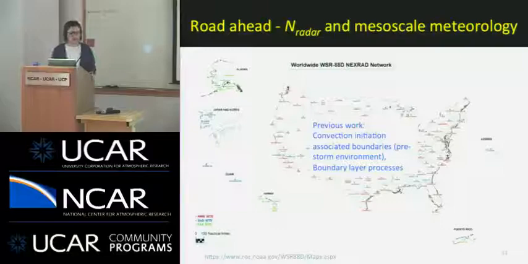So we think about the map of the WSR-88D, and previous work has been done quite well in the Great Plains area. In this area, refractivity has been used for convection initiation associated with boundaries like outflow boundaries or dry lines. It could provide you high-resolution temporal and spatial changes, and also some boundary layer processes. But when you look at the figure, what kind of thermodynamic boundary will you think of? Probably much more comes to mind.